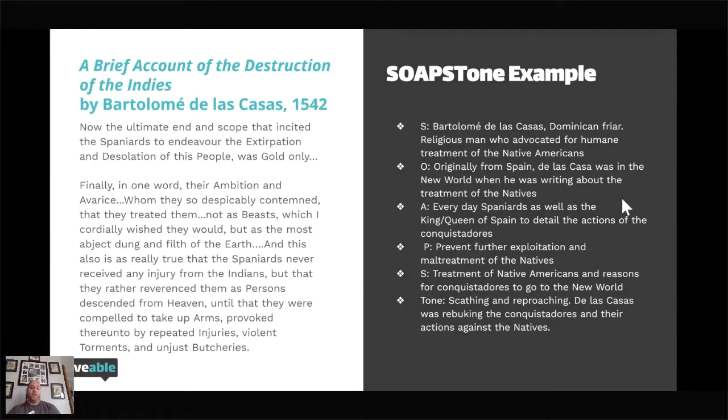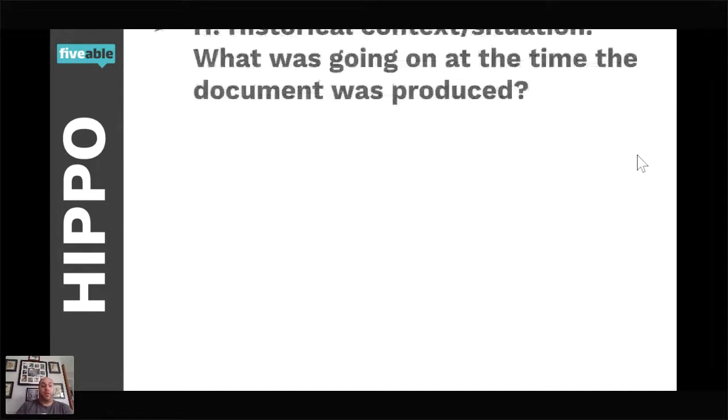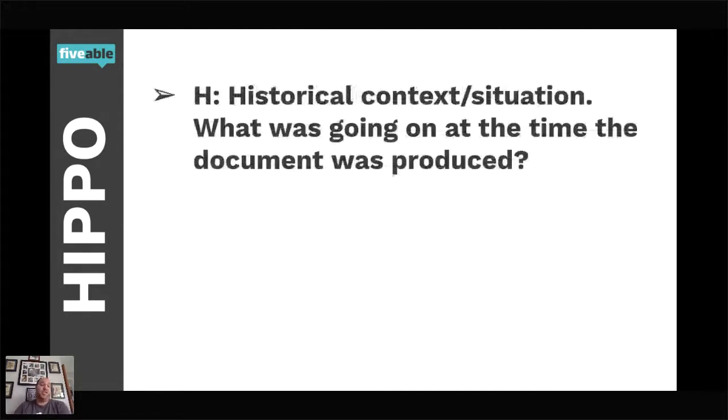Now, most of you, if not all of you, should be familiar with HIPPO, at least at some point. HIPPO is what a lot of us learn and teach to do a DBQ in class, because you are required to show one of these in order to get one of the points on the DBQ rubric, okay? So HIPPO stands for historical context or the historical situation.